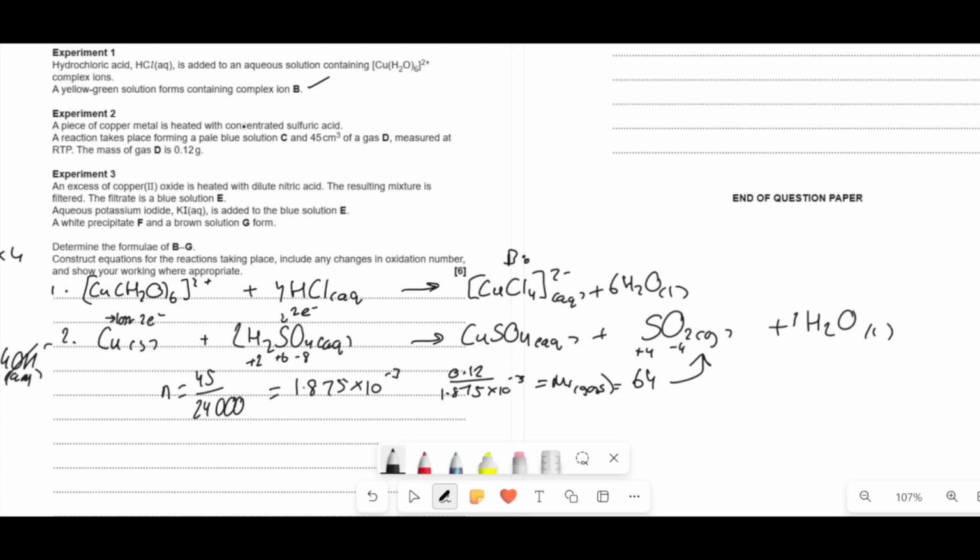So I did it like that, but you could do the other way around when you work out the moles of the gas. You'd see that this gas is 64. So H2 would not give you 64. The only option that could would be SO2 as well. So we know what C is now. We know what D is.